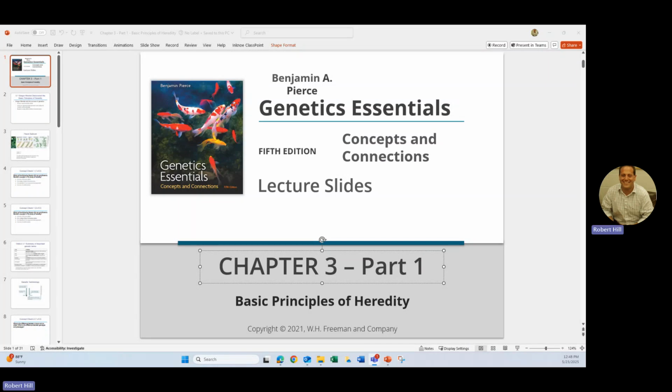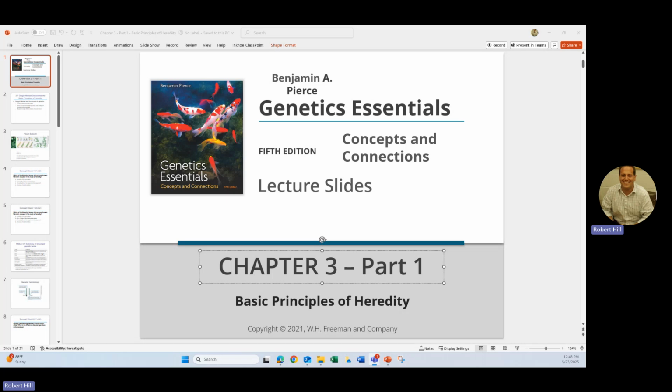Okay. All right, genetics. Hope everyone's doing well. We're getting into chapter 3 here. So chapter 3, definitely have it broken up into 2 parts. So this is Mendelian genetics, the basic principles of heredity.